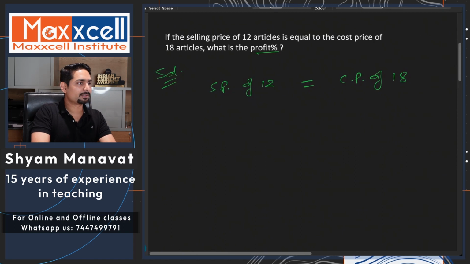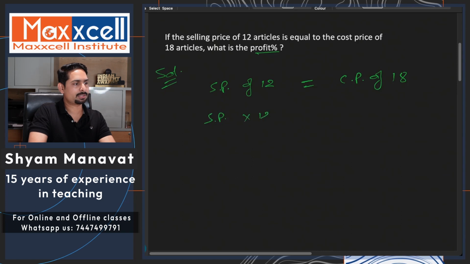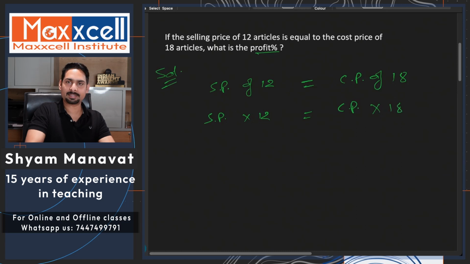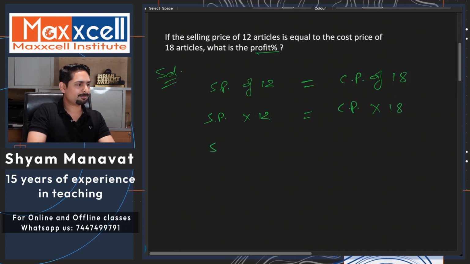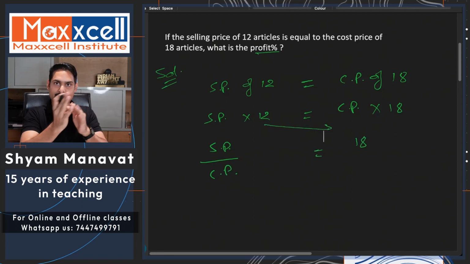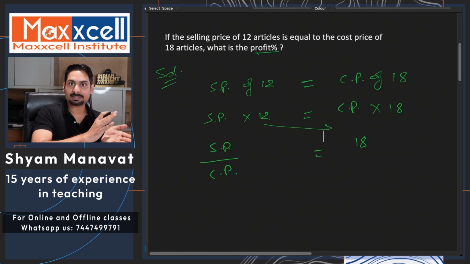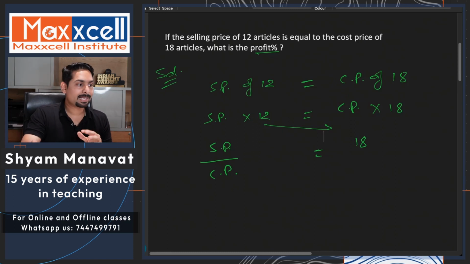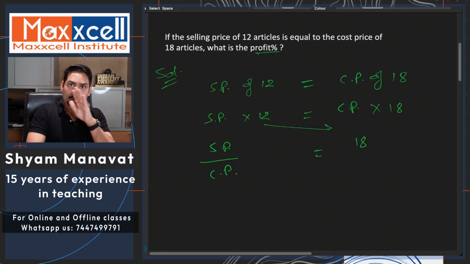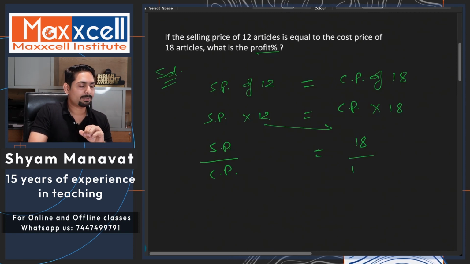So if I use it, I can say selling price of, which means multiply, 12 articles equals cost price of 18 articles. So I have selling price by cost price equal to 18 over 12. If I take 12 to the other side, it will go into division. I hope you remember that: if multiplication changes sides, it becomes division. If a numerator changes sides, it becomes the denominator. I hope that part is clear to you.